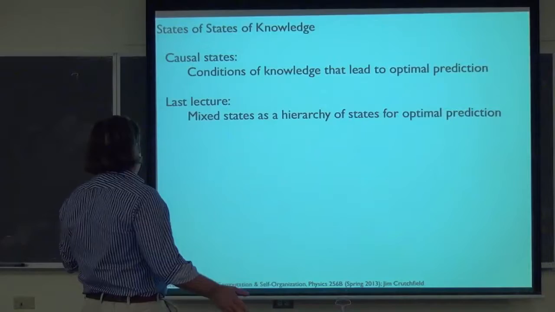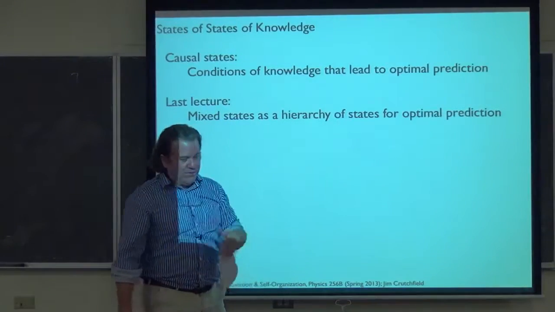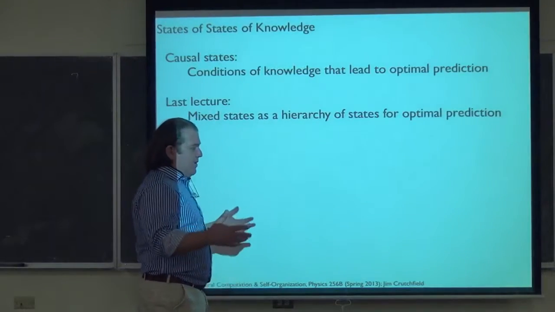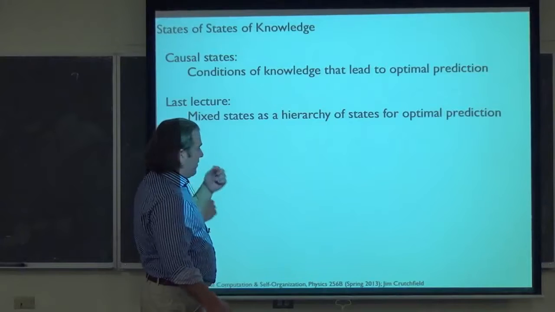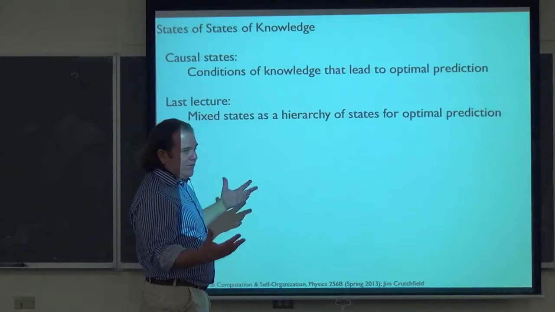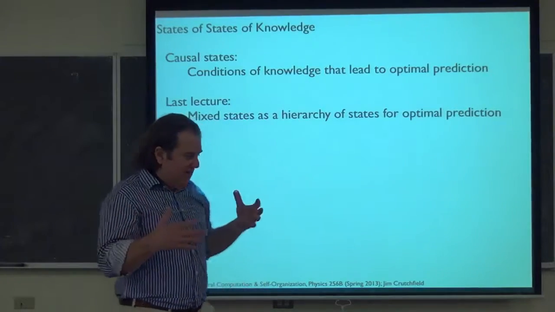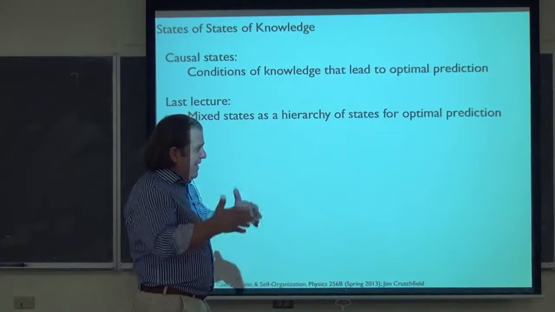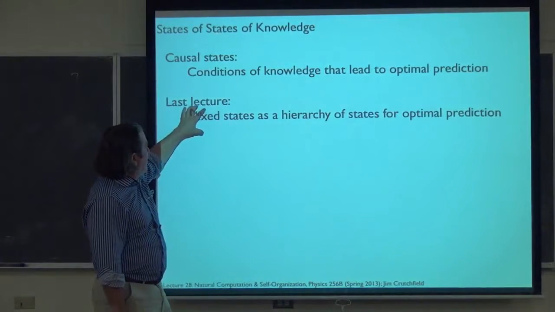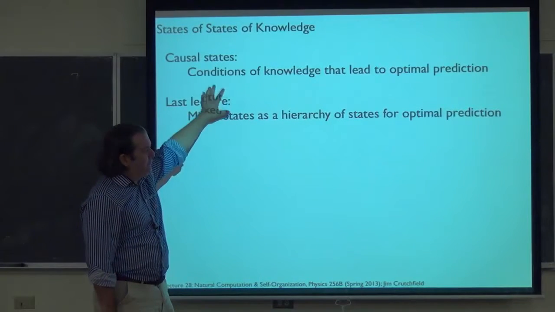So again, just to step back a little bit, the original idea weeks ago was we were interested in doing prediction, optimal prediction, and we came up with this causal or predictive equivalence relation that had us group histories together, and we called those partitions of the space of pasts causal states. They really were conditions of knowledge, knowledge of the past that we needed to do optimal prediction. And what we were setting up in the last lecture was thinking of these mixed states as a kind of proxy for causal states.